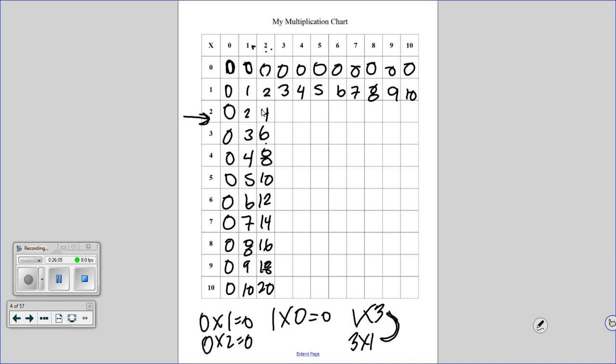This is 3 times 2, and I'm not doing 3s. We're doing 2s. So can I fill it out going across? Yeah. That's the commutative property. Yes! 2 times 3 equals 6. 3 times 2 still equals 6. My order of my factors does not matter to my answer.